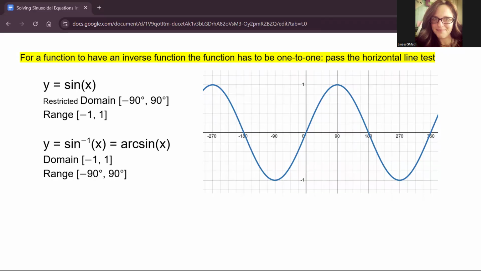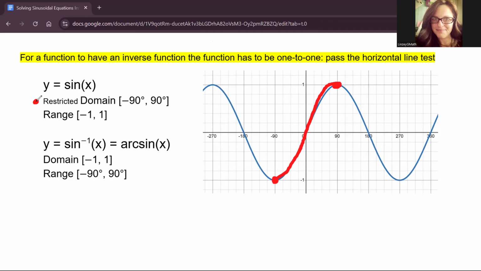In order to solve a sinusoidal equation, we need to use inverse sine or arc sine. And in order for the sine function to have an inverse, we need to restrict the domain so that it is 1-to-1, so that it passes the horizontal line test. If we use the entire domain, it is not 1-to-1, doesn't pass the horizontal line test, we hit more than 1 point. So we will restrict the domain of sine from -90 to 90.